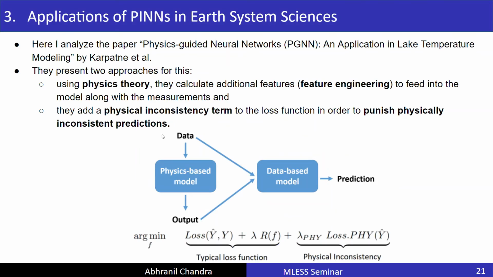Now we look into the applications of PINNs, as we discussed above, in the case of Earth system sciences. I analyzed the paper Physics Guided Neural Networks, an application in lake temperature modeling by Karpatne et al. They present two approaches. Using physics theory, they calculate additional features, or simply feature engineering, to feed into the neural network model along with measurements, and they also add a physical inconsistency term to the loss function in order to punish physically inconsistent predictions.